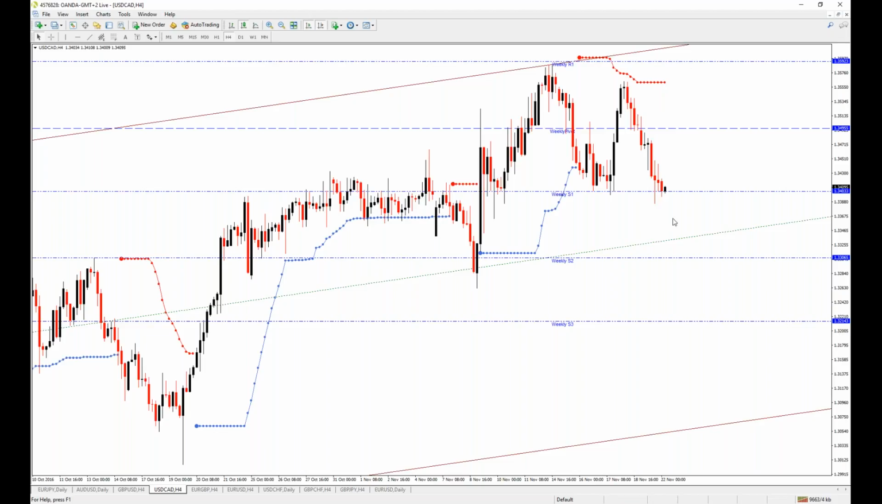So for now, I am waiting. I'm having patience on the US dollar, Canadian dollar. I need these red dots to come down. They will start to come down. And as they do, I will evaluate the situation to see if we have a good trading opportunity. Okay?